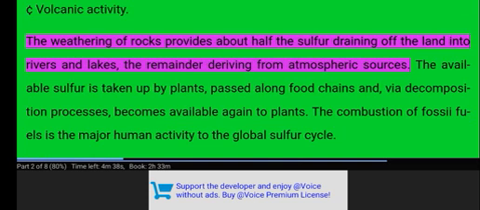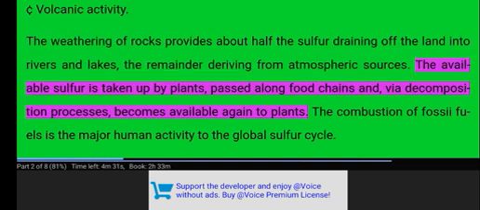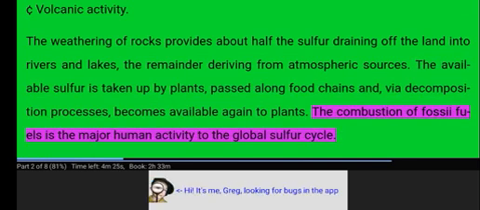The weathering of rocks provides about half the sulfur draining off the land into rivers and lakes, the remainder deriving from atmospheric sources. The available sulfur is taken up by plants, passed along food chains and, via decomposition processes, becomes available again to plants. The combustion of fossil fuels is a major human contribution to the global sulfur cycle.